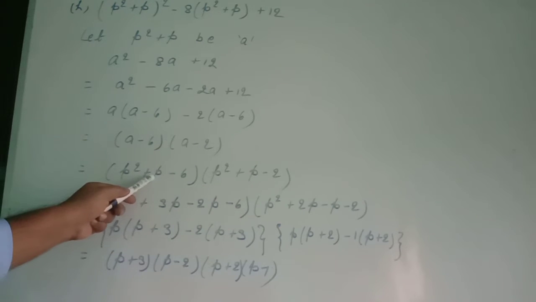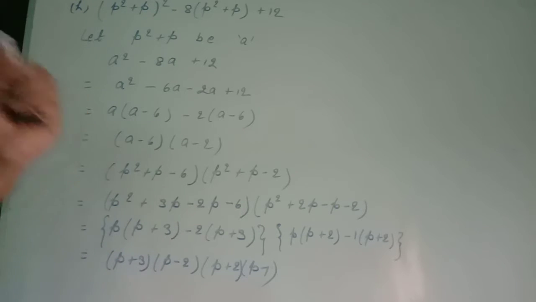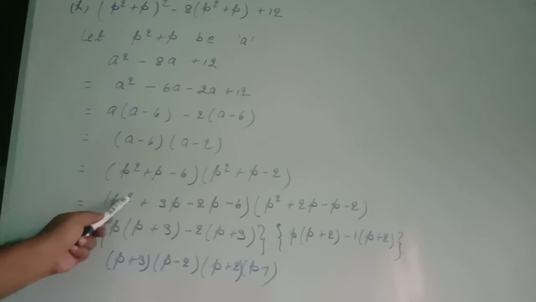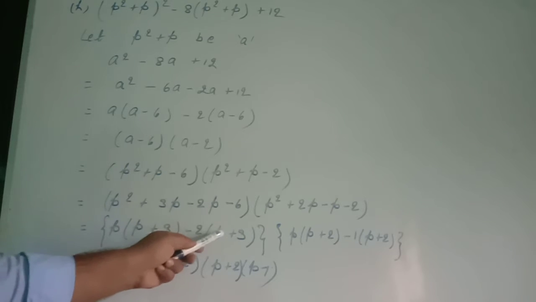I split this term. I wrote 3p minus 2p, that is equal to plus p. And this I wrote 2p minus p. So from these two terms I took common p. So this became p plus 3. From these two terms I took common 2. So this became p plus 3.